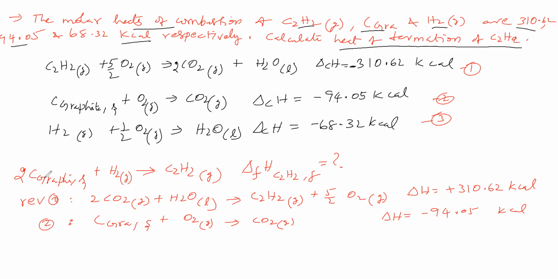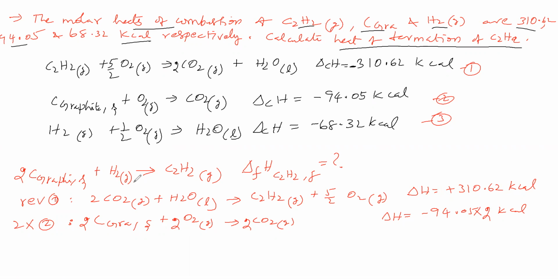In the required equation, we need 2 times graphite. Therefore, multiply the second equation by 2. So we get 2 times graphite, 2 times O2, 2 times carbon dioxide. Therefore, delta H, minus 94.05, is also multiplied by 2.